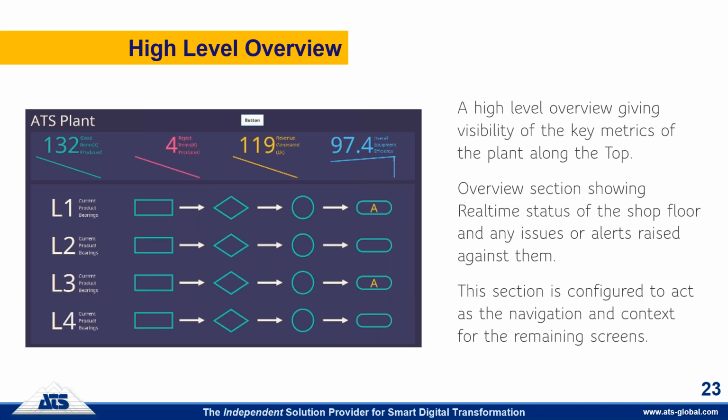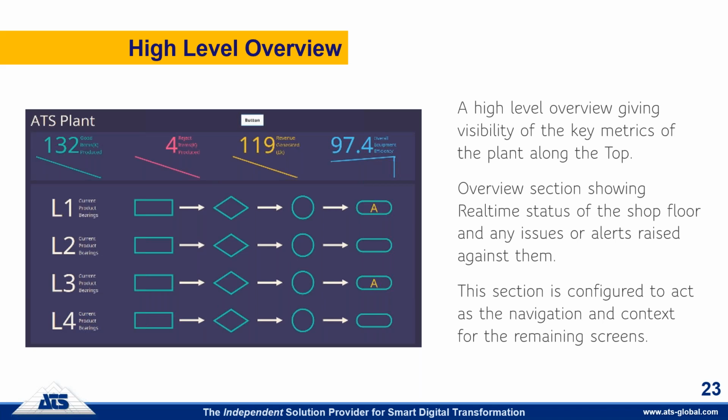This is a high-level overview that gives visibility of the key metrics of the plant along the top. They would probably be your very high-level site metrics. We've got things here like revenue generated, number of reject items, equipment efficiency, and goods produced. These can all be configured in the background to look at different metrics.